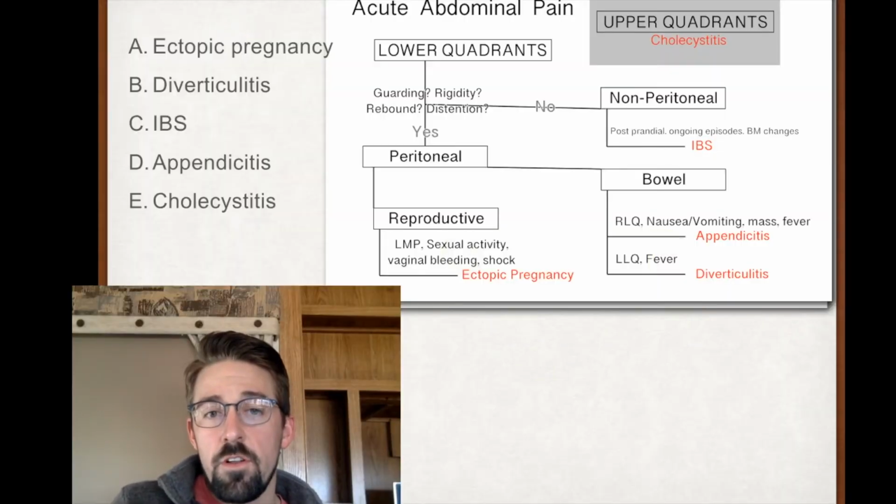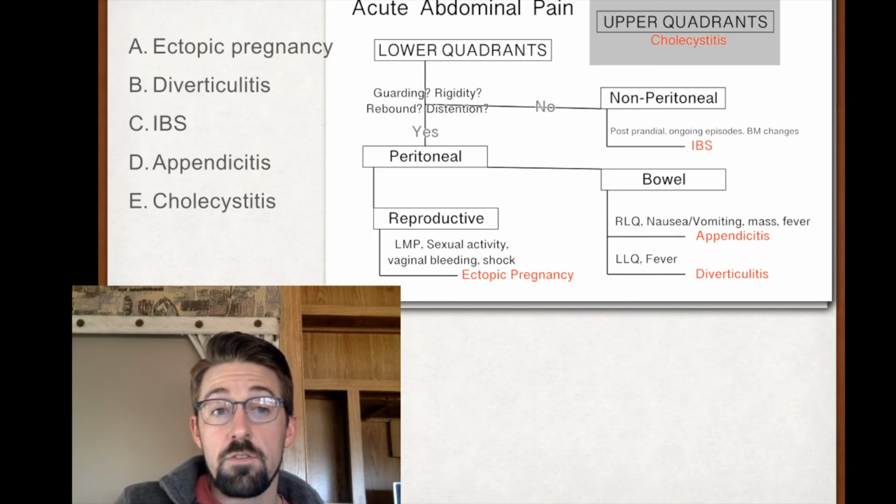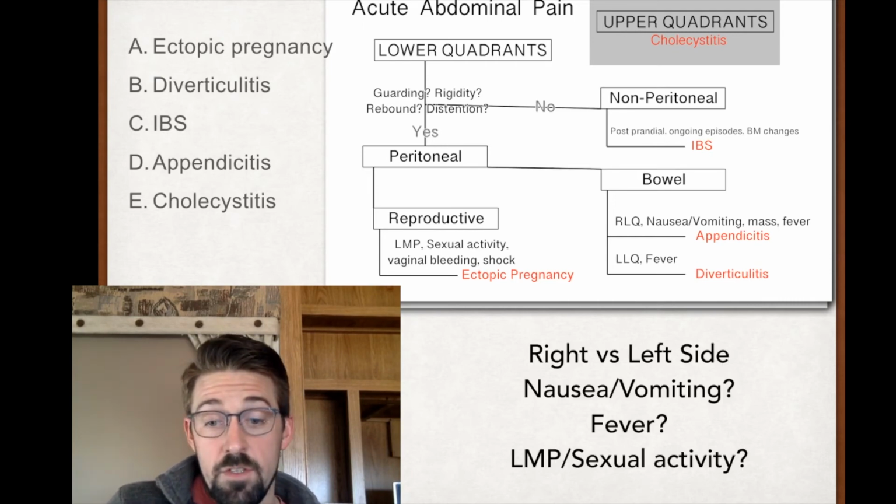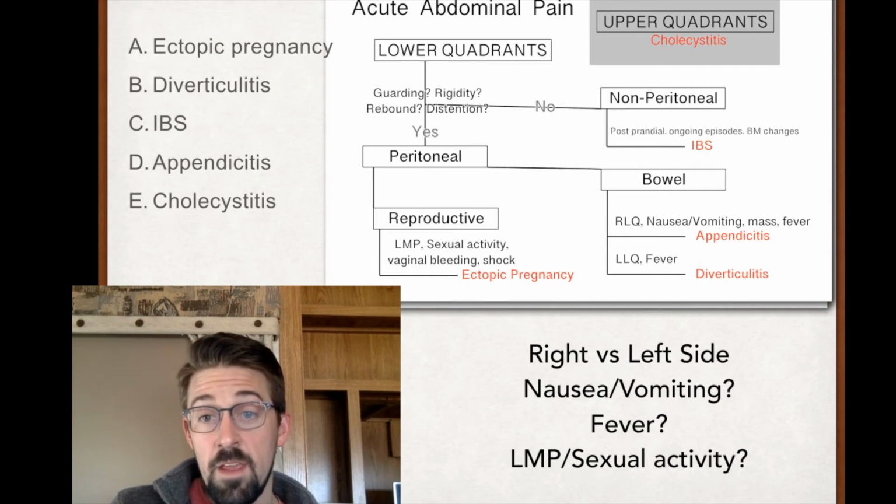Analyzing this flowchart allows me to come up with a specific set of questions to separate all of these diagnoses from one another with very objective questions. The lower two diagnoses, I want to know right versus left side. Does she have nausea or vomiting? Does she have a fever? And what's her last menstrual period? And what's her sexual activity? If I can answer these questions, I can differentiate between all of these.